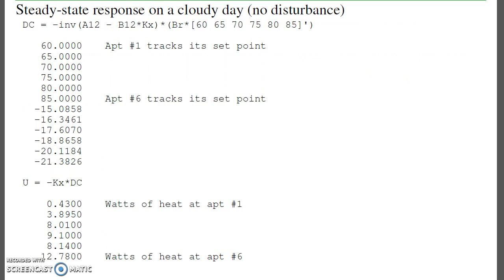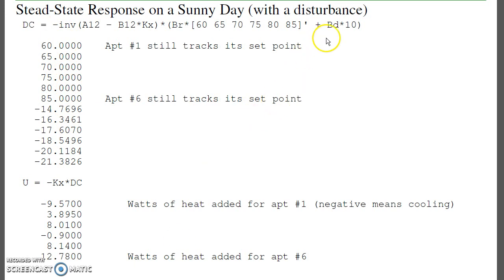If I want to look at the steady state response on a cloudy day, when there's no disturbance, if I arbitrarily set the set points to 60, 65, 70, 75, 80, 85, you can see that the temperatures are dead on. And the servo states are wherever. I don't really care about the servo states. Again, there I can track a constant set point. If I have a constant disturbance, the sun shining in, again, the temperatures are dead on. When I have 6 inputs, I can control 6 outputs.